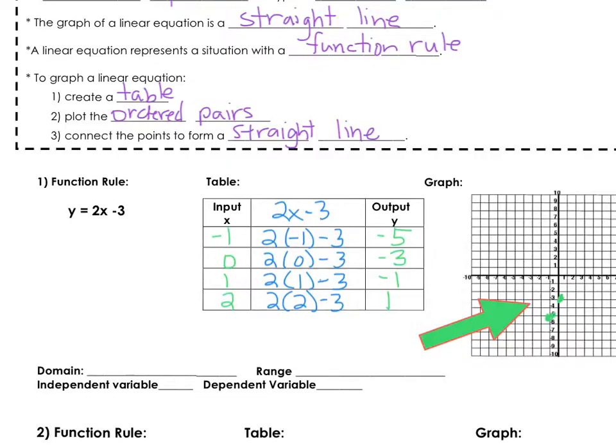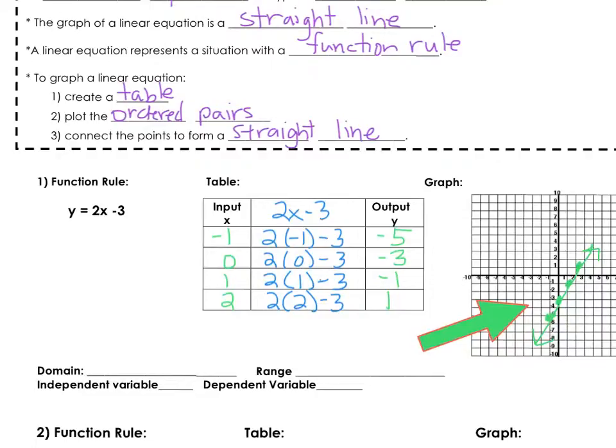My next ordered pair is 1, negative 1. So I'll go over to positive 1 and down to negative 1 and plot my point. And then my last ordered pair is over 2, up 1. And so as you can see, I'm going to connect my points, and it makes a straight line. So I know I graphed my linear equation correctly because I have a straight line. If my line wasn't straight, then my math is wrong, so I'd have to go back to my table and look at my values and see where I messed up.